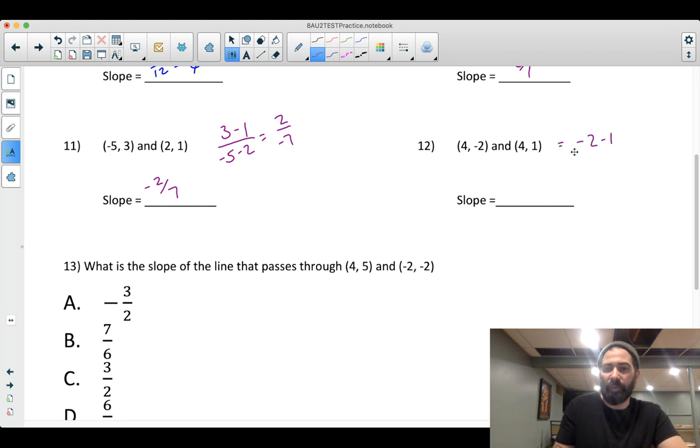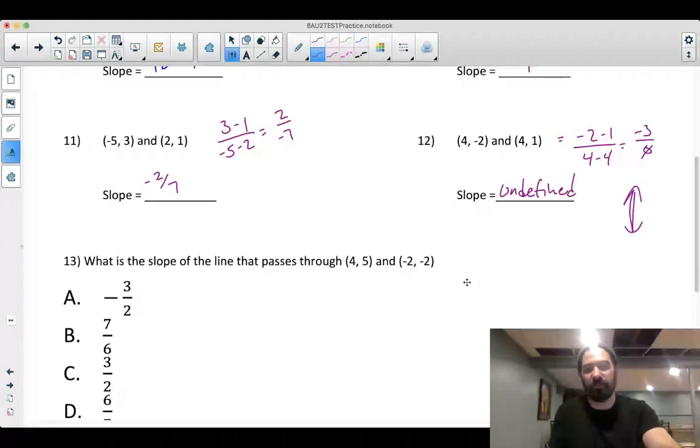-2 minus 1 over 4 minus 4. -2 minus 1, 4 minus 4, which is -3 over 0. Can't do that. Can't have a 0 on the bottom. Undefined. That would be a vertical line. Doesn't work. So we say it's undefined.